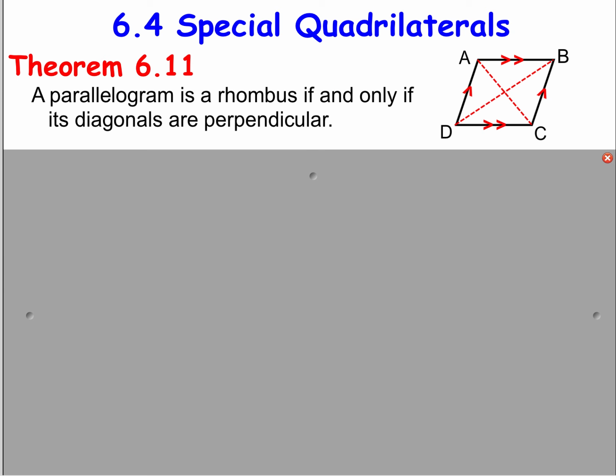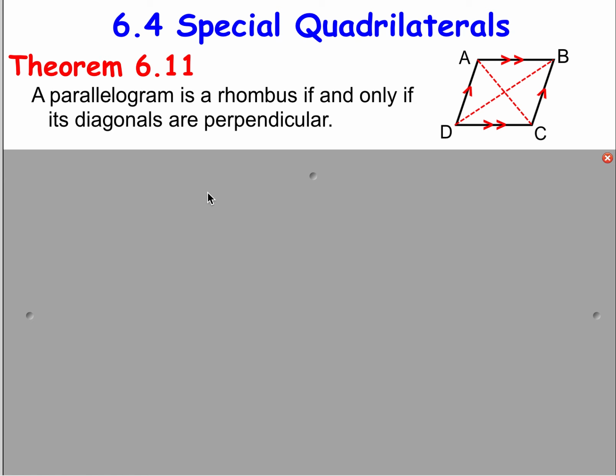Okay, so here's an interesting thought. These are all parallelograms. So what does this have to do with their diagonals based on if the quadrilateral is a rhombus, a rectangle, or a square? Well, we're going to go through a few theorems that are going to talk about that really quickly.